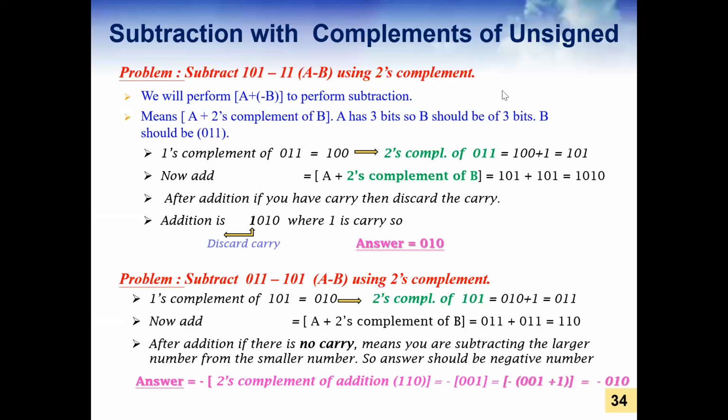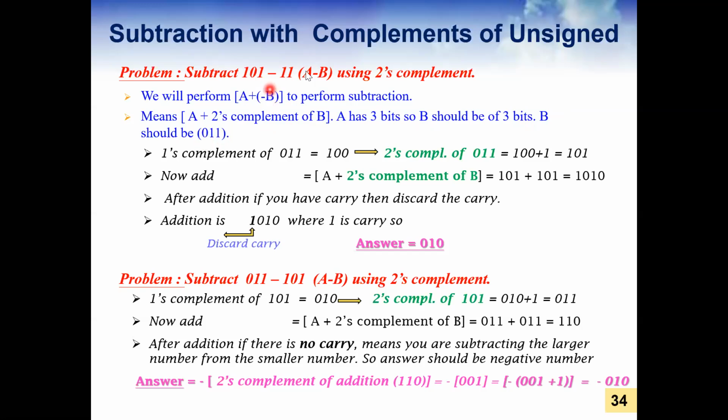All right. Now by using 2's complement, a little bit of change in this method. Again, we are going to subtract 101 from minus 11. The question is the same, but rather than 1's complement, we are going to perform 2's complement. We will perform A plus 2's complement of B. Both complements, 1's complement or 2's complement, are used to represent negative numbers. A has 3 bits, so B should also have 3 bits. So make it an equal number of bits. This is the rule, very important: 0, 1, 1.